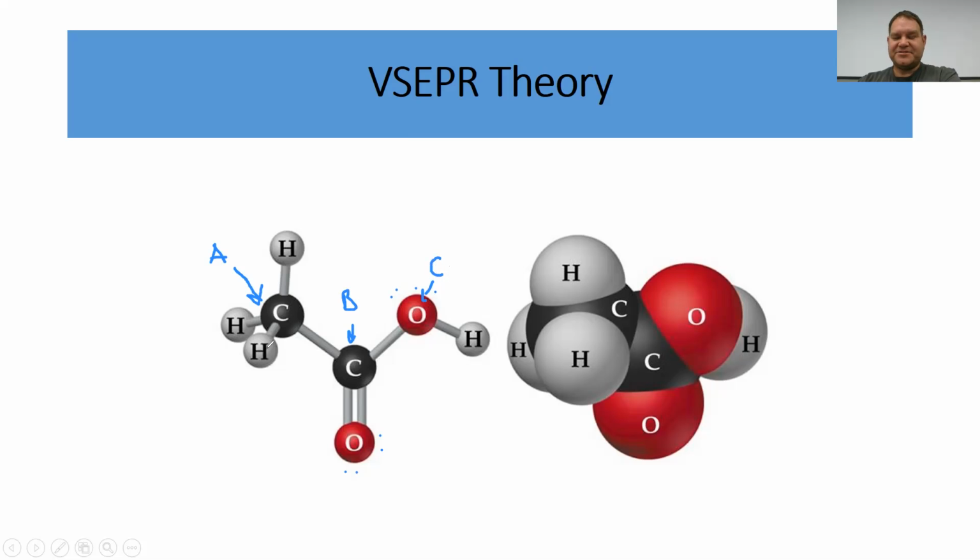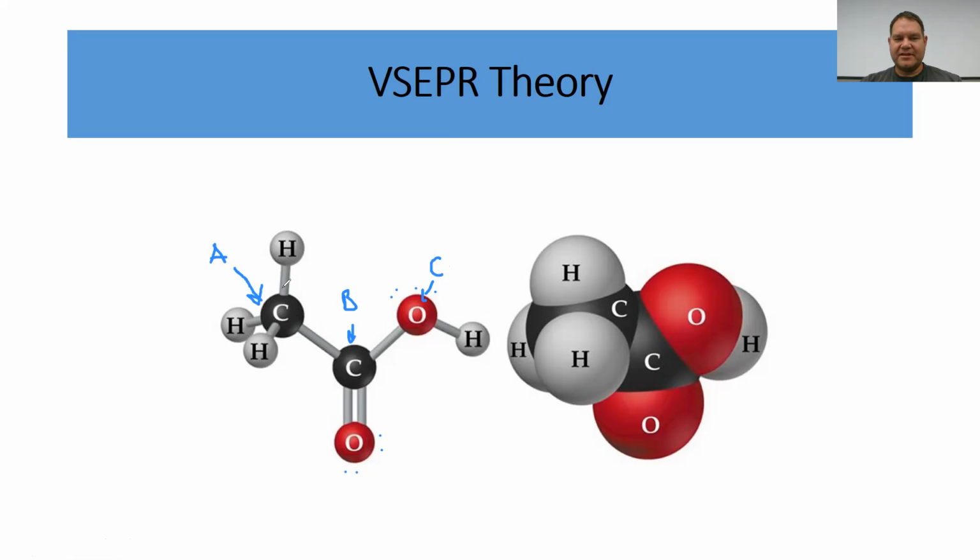So how are we going to determine the geometry of this molecule if we have 3 separate central atoms? Well, the answer is very easily. You have to name all 3 geometrical shapes. And you have to identify each geometrical shape around each central atom. All right, that's as best you're going to be able to do here. So let's look at A first. What does A look like?